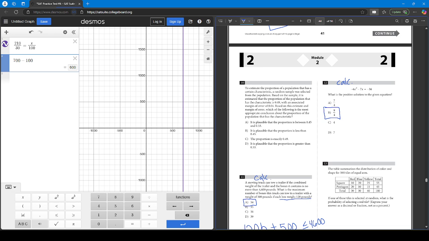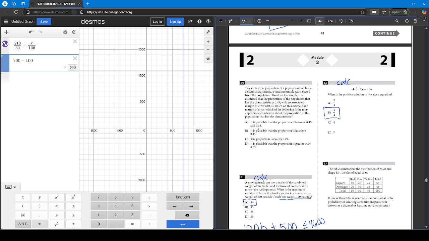This one really is more like a reading question than a math question. To estimate the proportion of a population that has a certain characteristic, a random sample was selected from the population. Based on the sample, it is estimated that the proportion of the population that has the characteristic is 0.49, with an associated margin of error of 0.04. Based on this estimate and margin of error, which of the following is the most appropriate conclusion about the proportion of the population that has the characteristic?